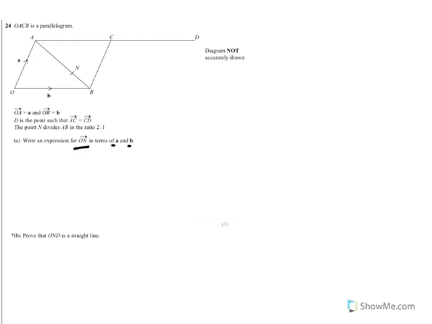So we want to go from O to N. So we know that to go from O to N, we need to travel this distance here. That's going to be a. But then we need to also travel this direction here. Now to get from A to B, with the vectors that we've got, we'd have to go minus a plus b. So AB is minus a plus b. However, we don't want to go all of the way from A to B. We only want to go to N, so we only want to travel that distance there.